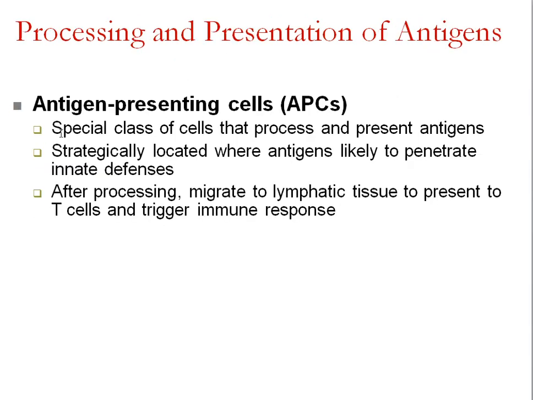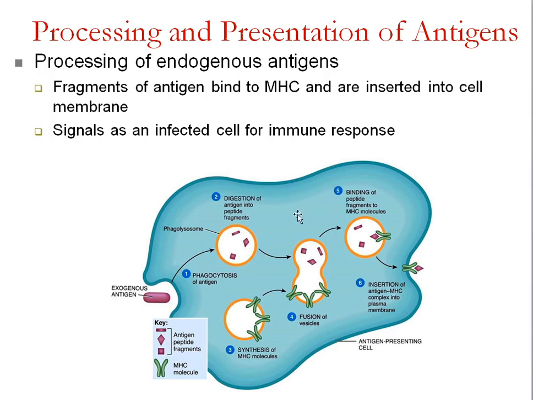Antigen presenting cells. This is a special class of cells that process and present antigens, strategically located where our antigens are likely to penetrate our innate defenses. After processing, they migrate to lymphatic tissue to present to the T cells and trigger an immune response. So what that means between our MHC molecules and our APC cells is we've got a cell here. So let me read through this. Processing of an endogenous antigen, where we get a fragment of the antigen bound to the MHC inserted into the cell membrane, signals as an infected cell for an immune response.